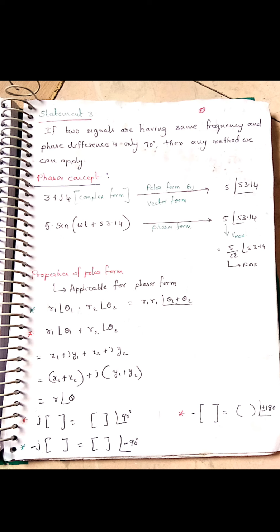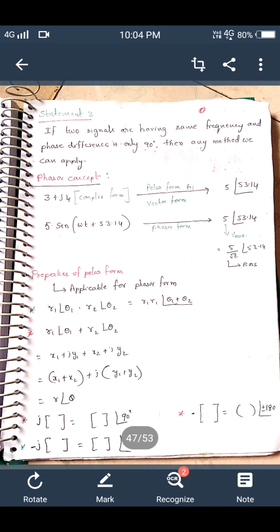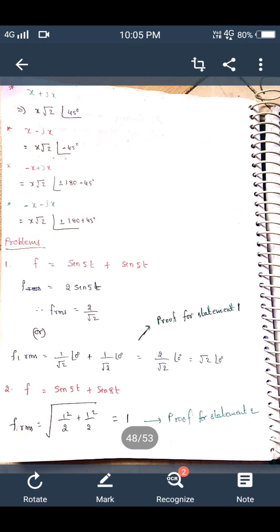If by default in a problem, the voltage source magnitude or current source magnitude of AC is given like this, 5 at an angle, then that 5 is the RMS value. Remember, if not specified, the given phasor form value in AC problems is the RMS value. Why? Because RMS value is always given in AC. See here, some properties of polar form are specified. You already studied them, just refer to them and practice some problems.